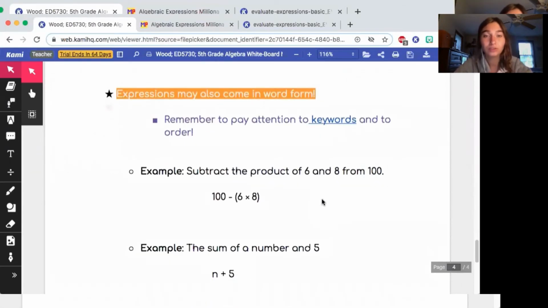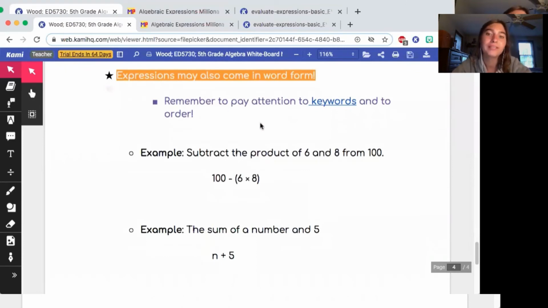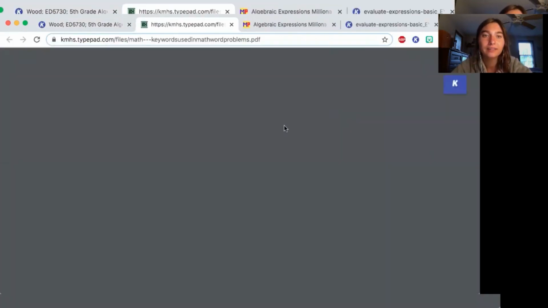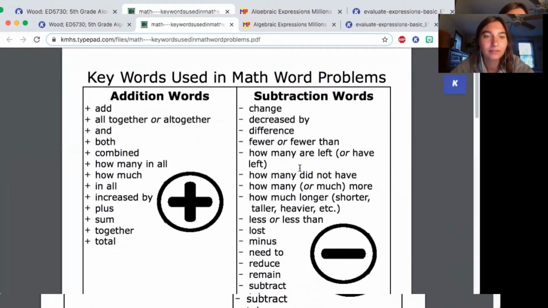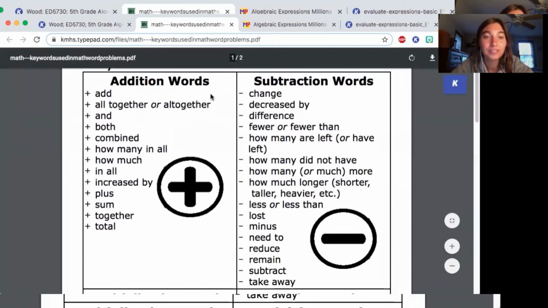Expressions may also come in word form. Remember to pay attention to keywords and to the order. So let's look at a list of our keywords just to jog our memory. And you guys also have a printout of this. So some addition words that we might see in mathematical sentences are all together and combined, sum, total.